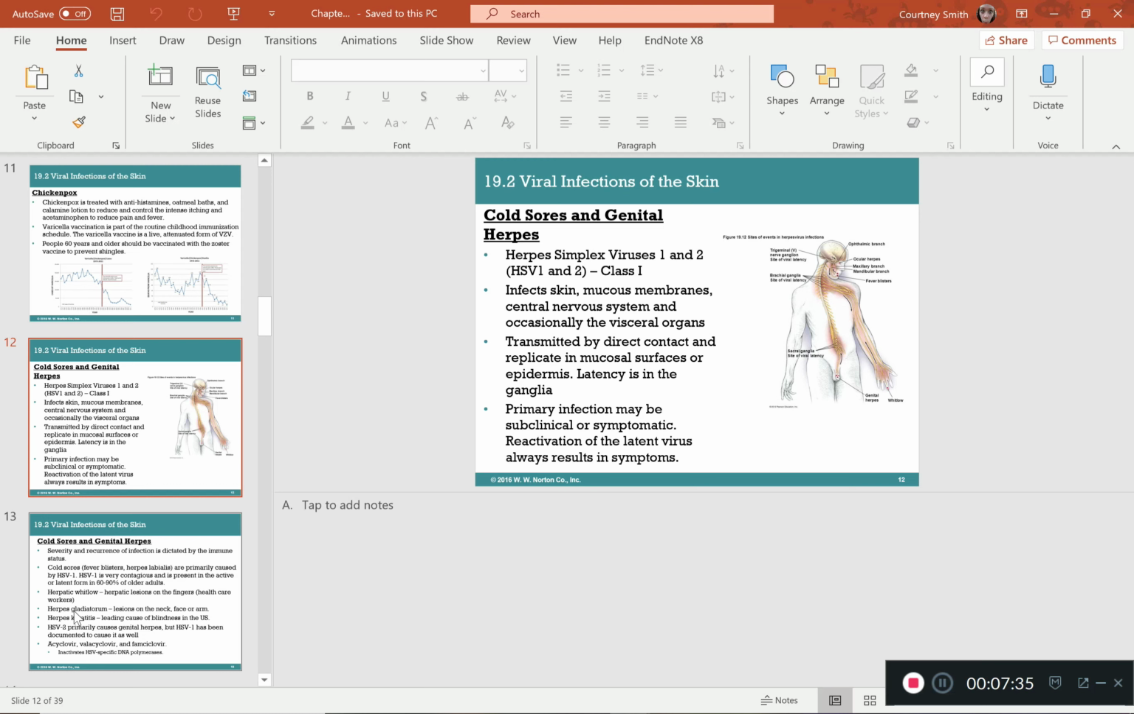With HSV type 1 and 2, it affects the mucous membranes, the central nervous system, and sometimes organ systems, but not so much. Normally it's the mucous membranes and the central nervous system. This one is spread a little bit differently. It's spread through direct contact, generally through sexual contact, but it doesn't have to be. A simple kiss can do it.